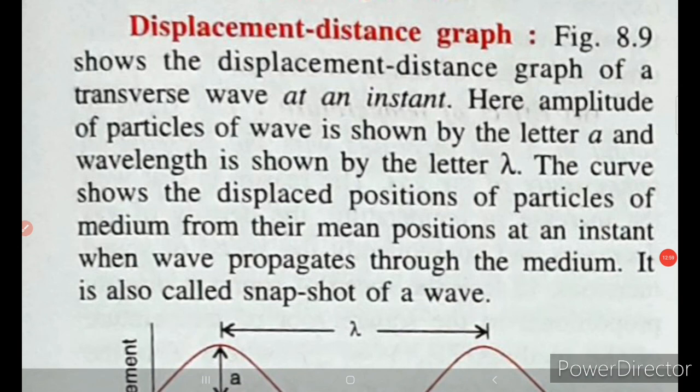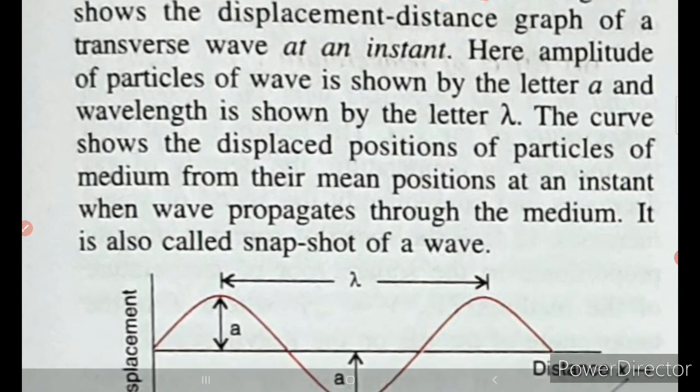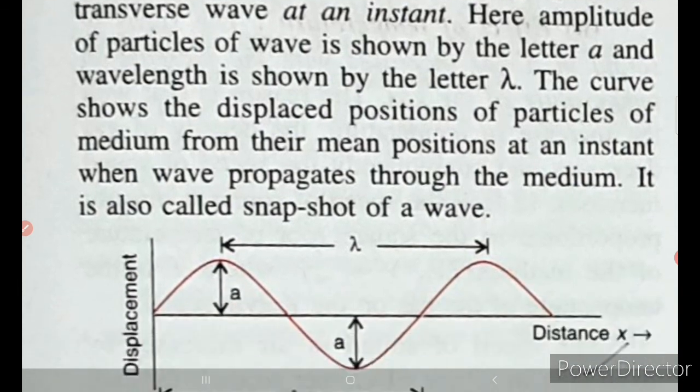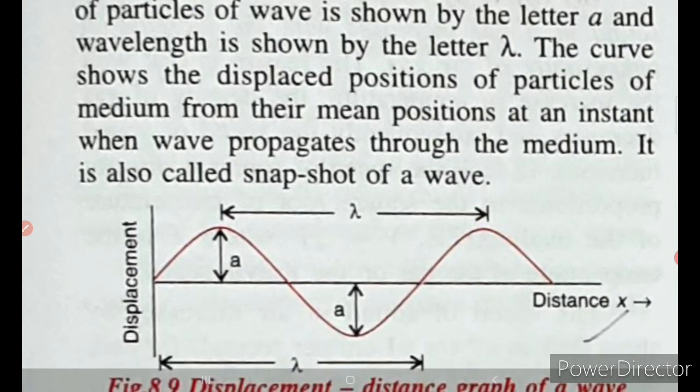Now coming to the displacement-distance graph, along the x-axis now we are taking distance covered by the wave. Figure 8.9 shows the displacement-distance graph for a transverse wave at an instant. Here the amplitude of the particles of the wave is shown by the letter a and the wavelength is shown by the letter lambda. The curve shows the displacement of the particles of the medium from their mean positions at an instant when the wave propagates through the medium. It is also called a snapshot of a wave.